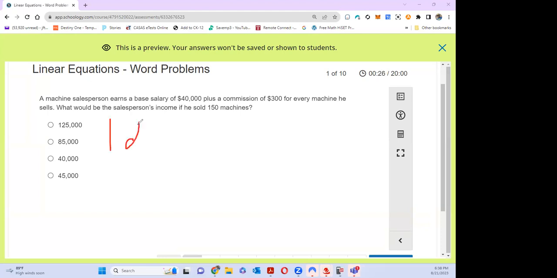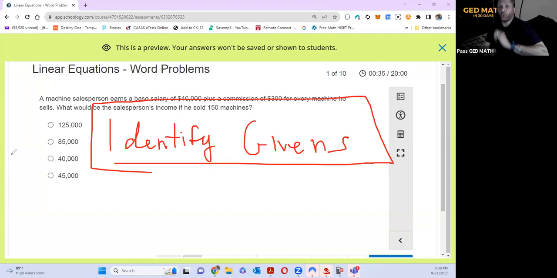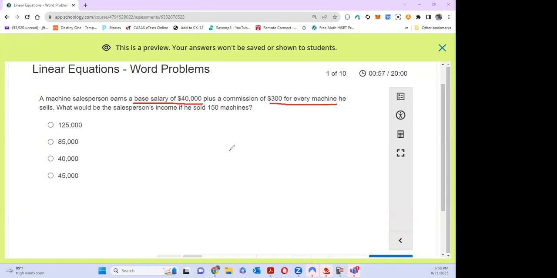Would you start with what you got, what they gave you? Exactly. Identify your givens. If you don't hear me in your head when you're doing a word problem, identify your givens, then you're not listening. I can't get through to you then. Identify what you know. What do we know? You know he earns a base salary of $40,000 plus a commission of $300 for every machine he sells. Okay, and what question do they want to know? What would be the salesperson's income if he sold 150 machines?